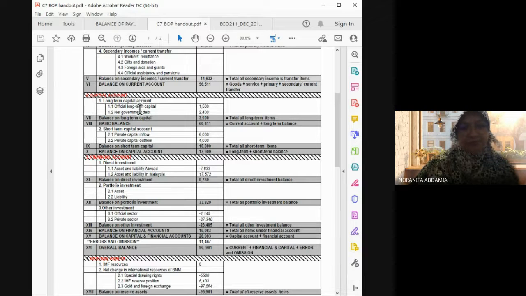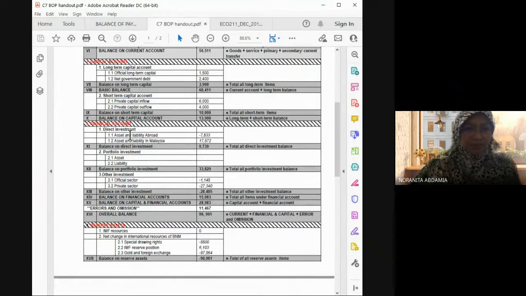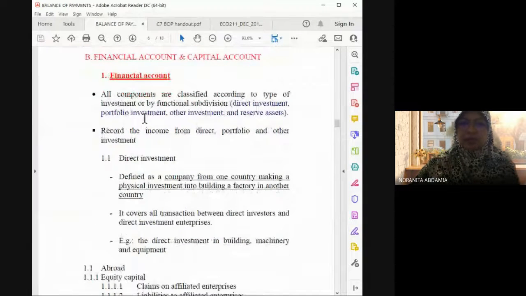Okay, boleh capital account? So far? Boleh. Boleh. Okay. Then we go to the financial account. Okay, financial account, there is actually three sub-account under financial account. Direct investment, portfolio investment, and then other investment. What's actually the difference between this direct, portfolio, other investment? You always can refer to my notes, which is under the financial account.